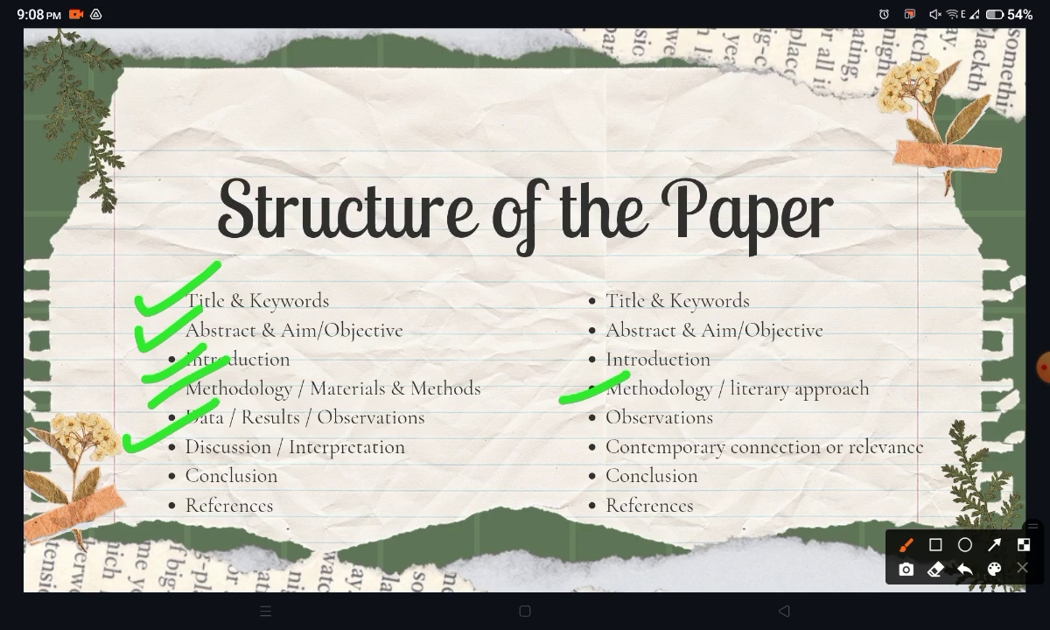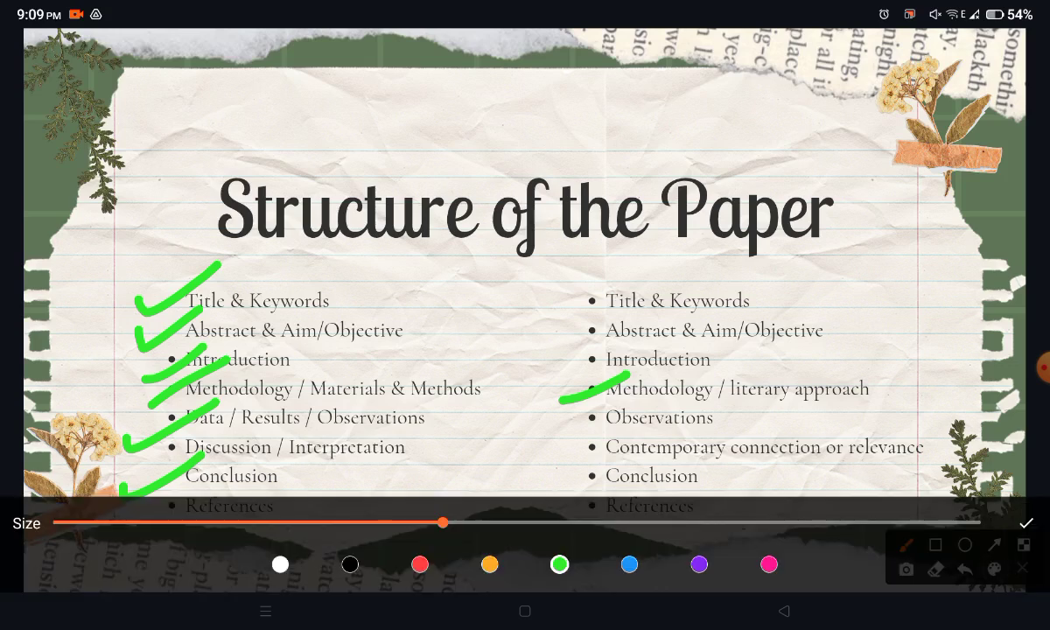Then comes the discussion on contemporary connection. This is also very important because it makes your paper relevant to the modern world. So connect your findings to the present context and ask, how is your topic relevant today? What lessons can be learned from that? And at the end, we have the conclusion. Here you summarize the key points, emphasizing your main insights or takeaways. And you should end with a strong and memorable line.